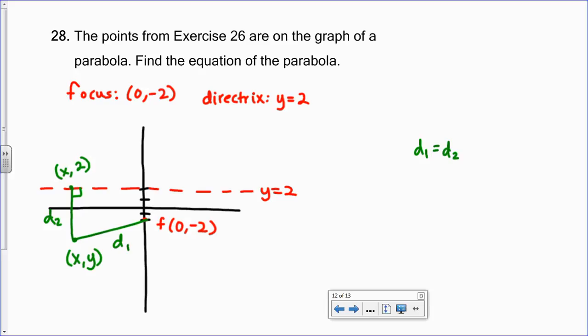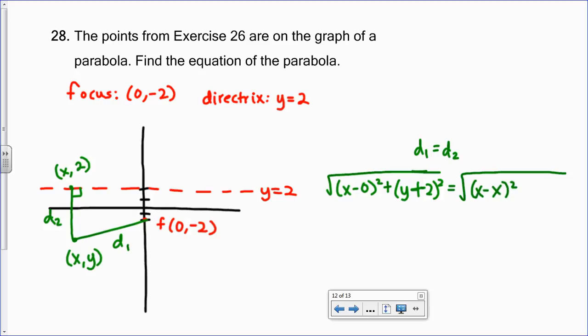Okay, so let's set up the distance formula. For distance 1, I'm going to start with (x, y). So x minus 0 squared plus y minus negative 2 squared. I'm going to go ahead and change the minus negative 2 squared to plus 2 squared. Okay, that's distance 1. Now distance 2, again, I'm going to start with (x, y). So x minus x squared plus y minus 2 squared.